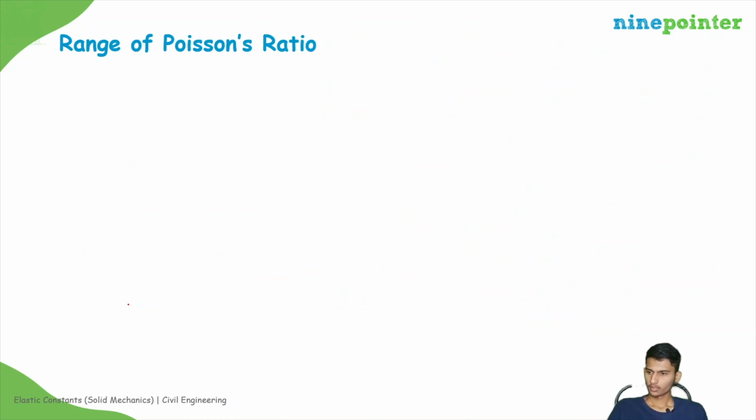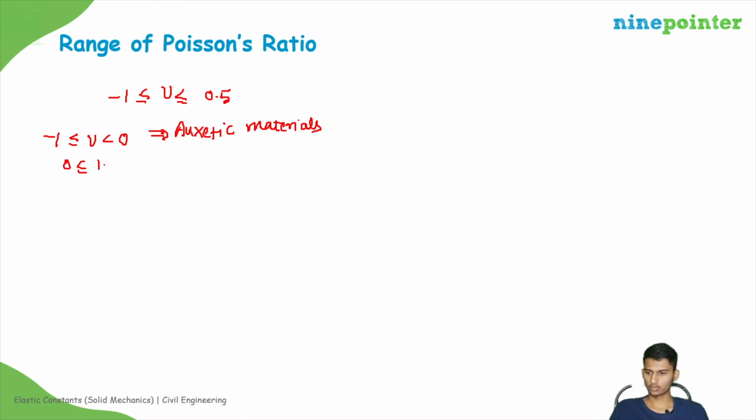So what is the range of Poisson's ratio? We already discussed the value of Poisson's ratio. That is minus 1 less than or equals to nu less than or equals to 0.5, right? Minus 1 less than or equals to nu less than 0 will be for auxetic materials. Right? And 0 less than or equals to nu less than or equals to 0.5 will be for general materials, for example, metals, etc., which we generally use in civil engineering.